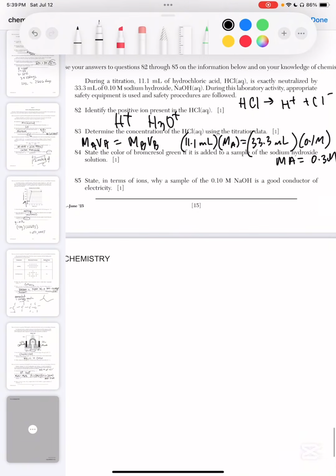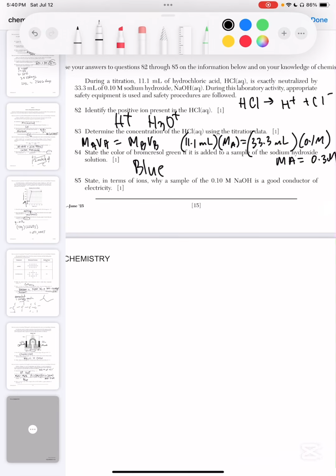0.3 molar. State the color of bromocresol green if it's added to a sample of the sodium hydroxide solution. Sodium hydroxide is one of the most common bases we deal with, right? Bromocresol green turns blue in basic conditions, any pH over 5.4. So that's definitely blue in a base, because typically the pH of strong bases, even if not super concentrated, is above 10.